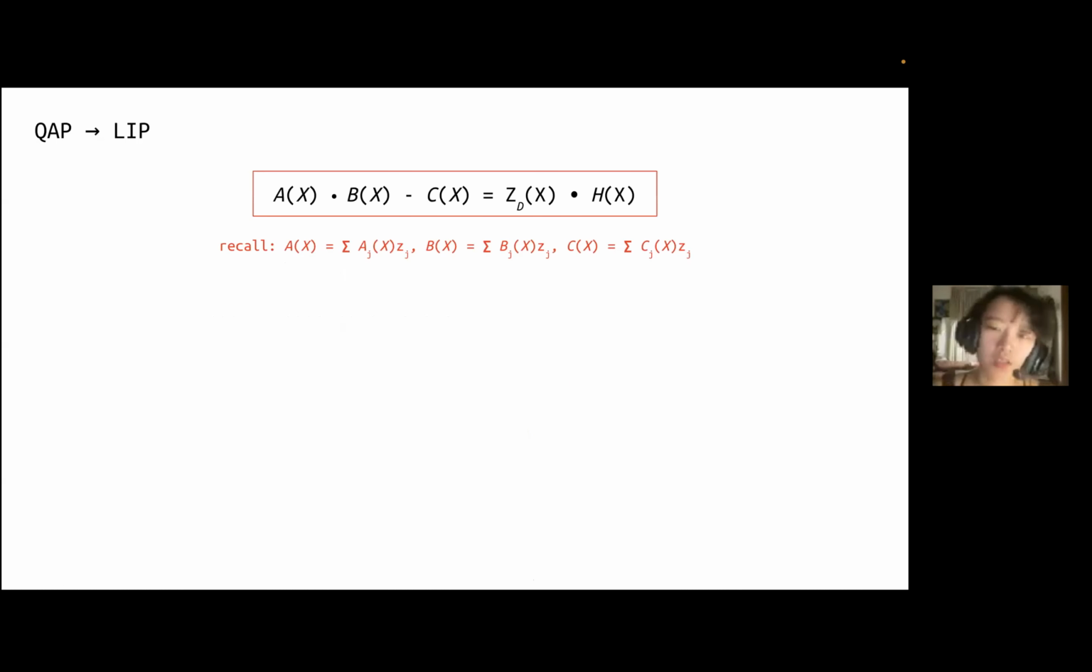So once again, this is the polynomial identity we're checking. And just to remind you, this A(x) is the linear combination of the A_j(x) column polynomials. Respectively, so for B(x) and C(x). And the coefficients in the linear combination is your satisfying assignment Z.